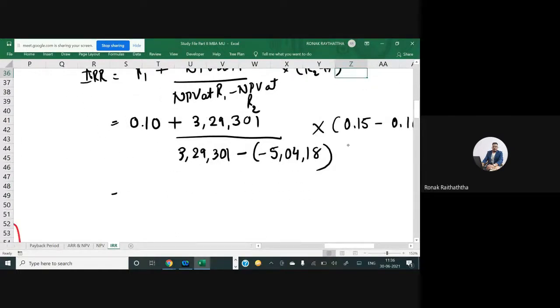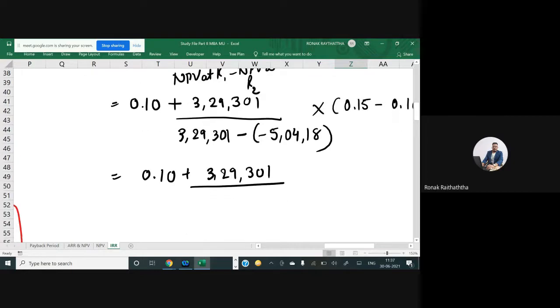Okay, let me simplify this further. 0.10 plus 329,301 divided by, now minus minus becomes plus. If you open up the bracket, this is where students make a mistake, they put the NPV with a minus. My dear friend, minus minus will become plus. What do we get as a denominator there? Can someone tell me please? 833482.